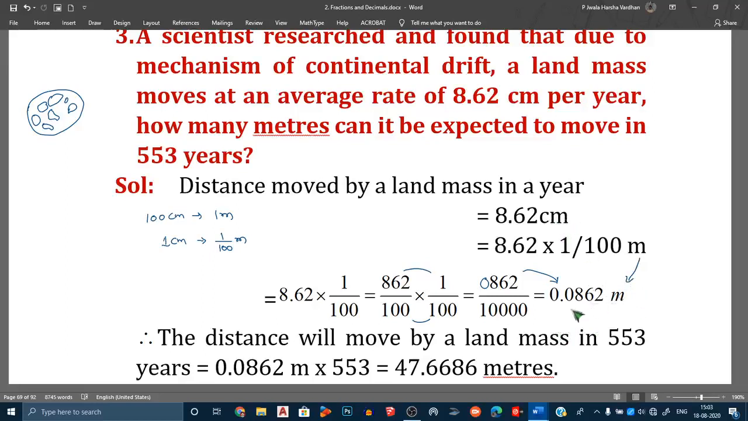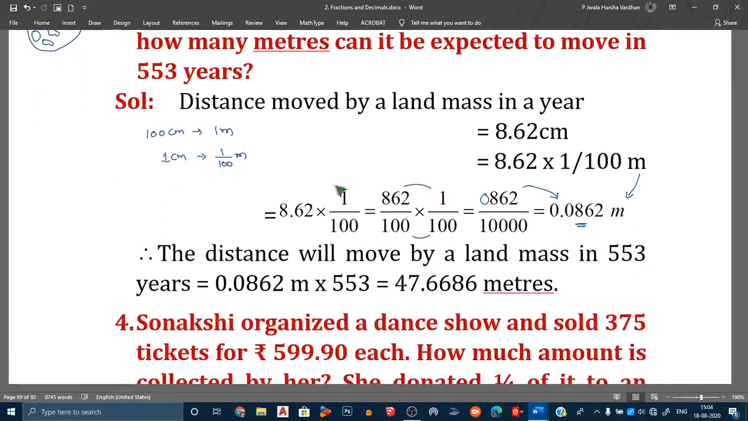So this is the drift, which is the movement of the continent in 1 year. So if you know the 1 year value, you can find out the 553 years. By multiplying this, you can find out how many meters the continent will have drifted in 553 years. So the distance moved by a land mass in 553 years is 0.0862 meters into 553, which after multiplication you will get 47.6686. You know how to multiply these two, so you can multiply.